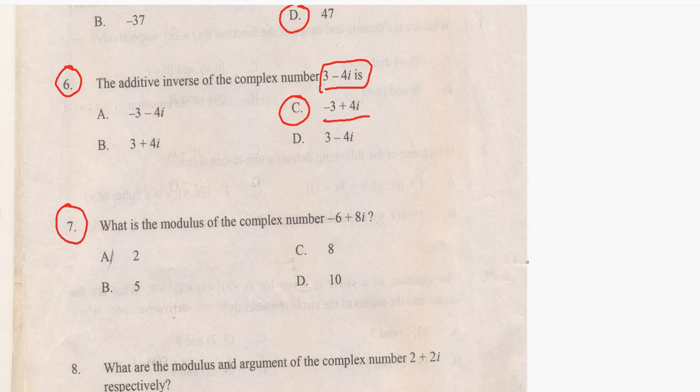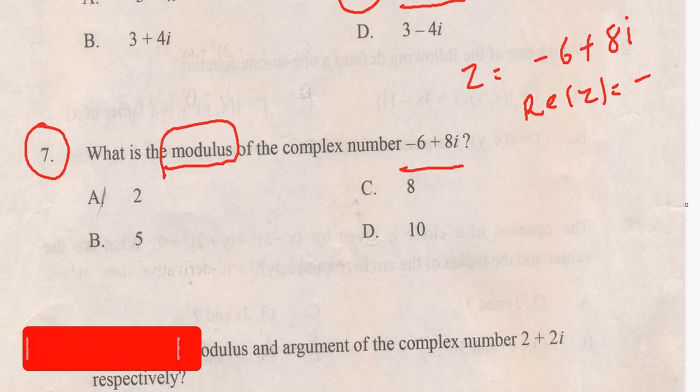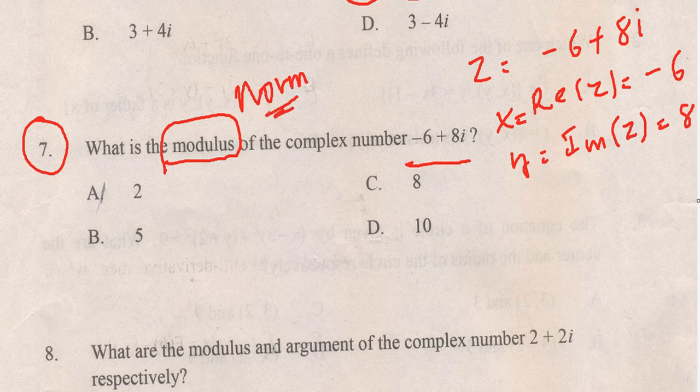Question number 7. What is the modulus of the complex number z is equals to minus 6 plus 8I ነው የሚለው. Okay, here the real part of z is minus 6, which is x, and y, the imaginary part of z is positive 8. And modulus ማለት norm ማለት ነው. The norm of the complex number.